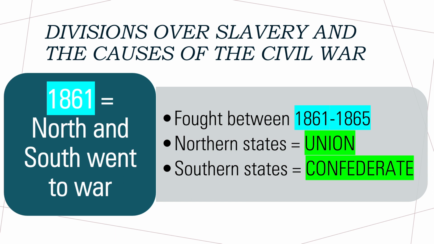So the first subtopic is the divisions over slavery and the causes of the Civil War. And this slide is mainly just about facts that you need to learn. In 1861, the North part of America and the South went to war with each other, which is called the Civil War, as you probably know. It was fought between 1861 and 1865. The northern states were called the Union and the southern states were called the Confederacy. Not really anything juicy you can squeeze out of this, just got to learn it.